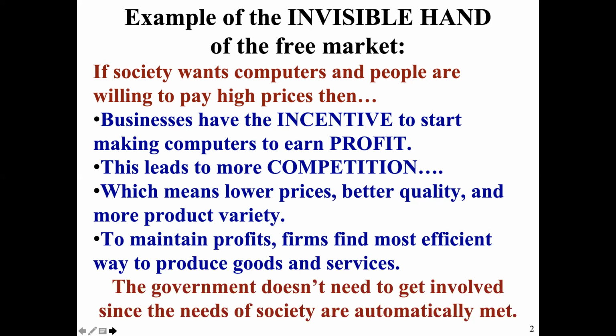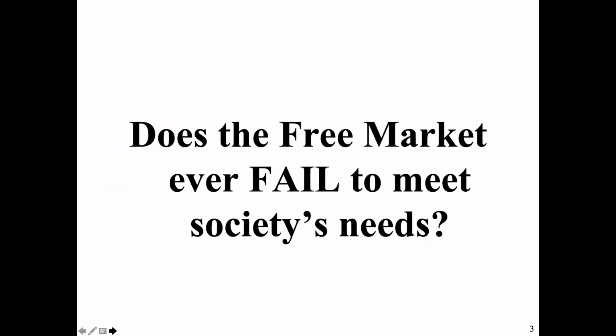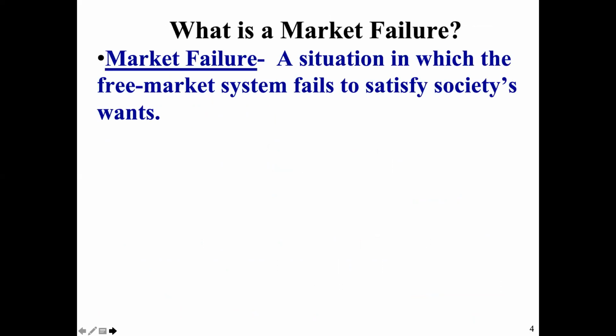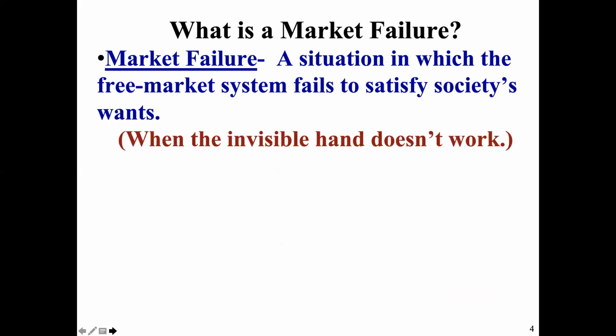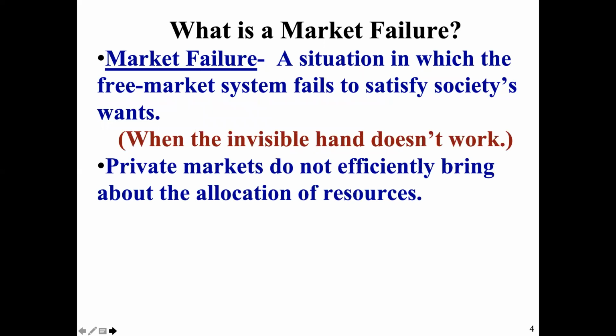Okay. However, this, of course, doesn't always work for all items, and I'm sure you can think of a lot of examples in your own experience or in your own understanding of the world where free markets don't meet society's needs, right? And that introduces the idea of a market failure. So a market failure is a situation in which the free market fails to satisfy society's wants. It's when the invisible hand doesn't work.